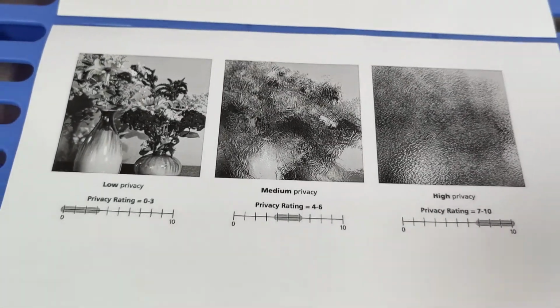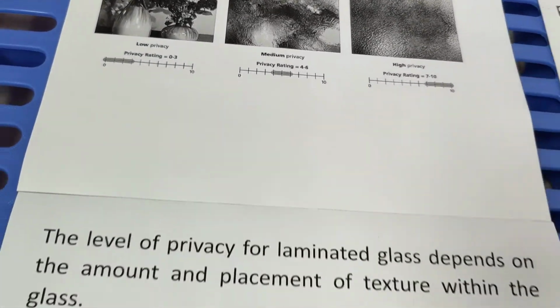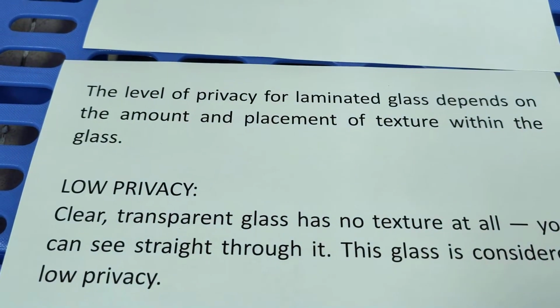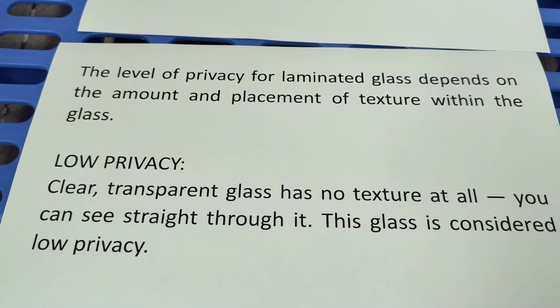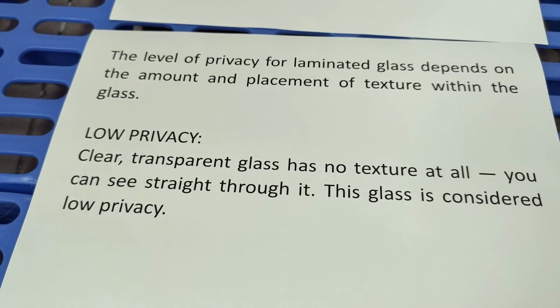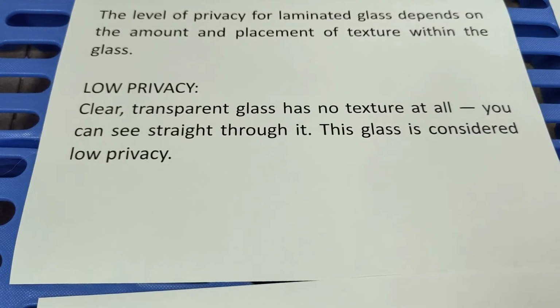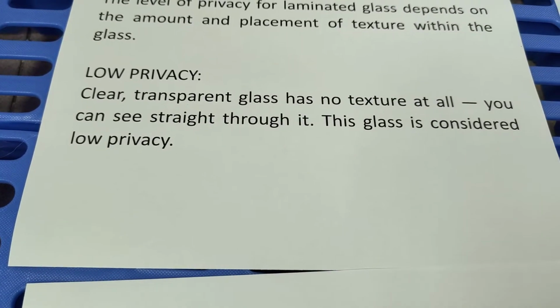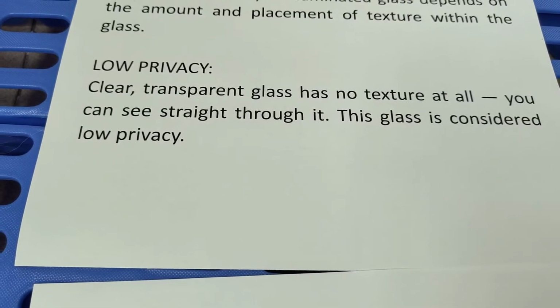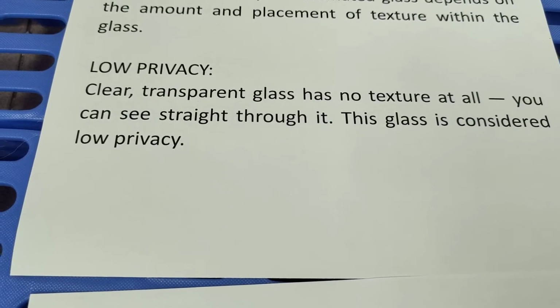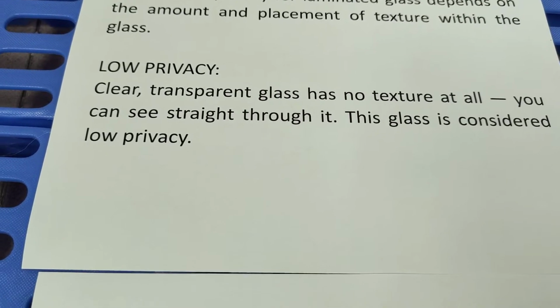Now let's explain the three privacy ratings. The level of privacy for laminated glass depends on the amount and presence of texture within the glass. No privacy: clear and transparent glass has no texture at all. You can see straight through it. The glass is considered no privacy.